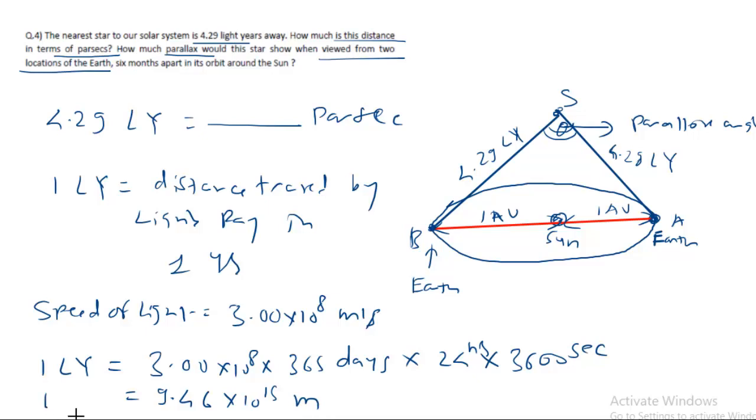So we got 1 light year. Now this light year has to be expressed in parsecs. 4.29 light year has to be expressed in parsec. So let us first get the conversion factor of light year into parsec. If we get this, we will be able to solve it easily.